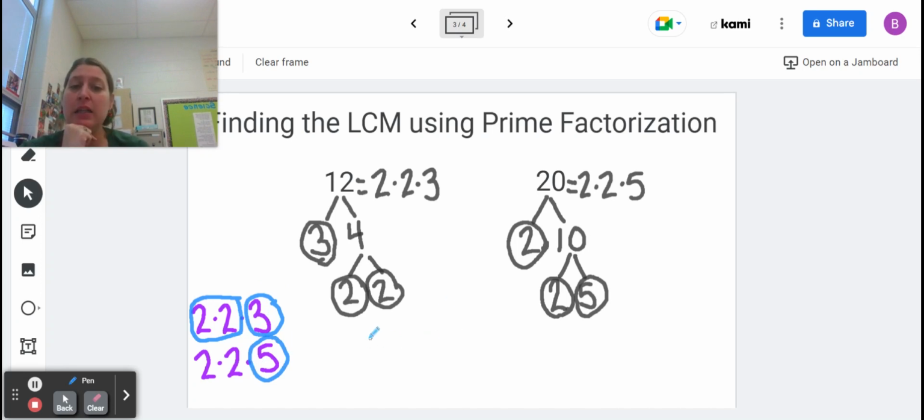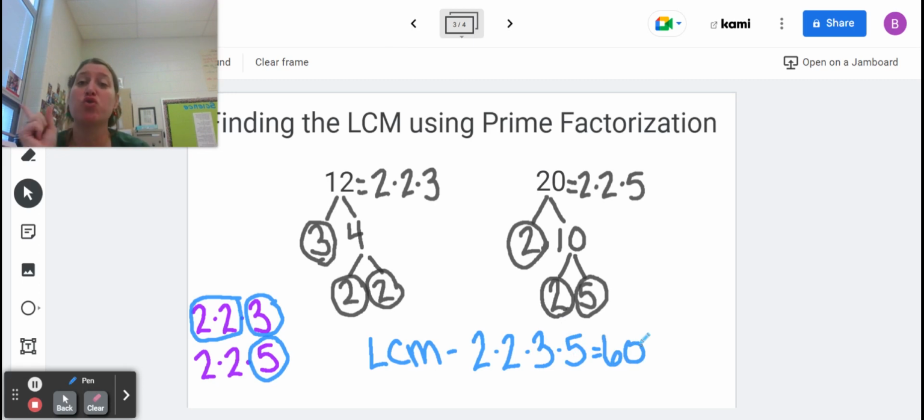So to find the least common multiple, I'm going to pick the most of each individual digit, so 2, 3, and 5 in this case, and I'm going to set it up as a multiplication problem. So 2 times 2 times 3 times 5. So 2 times 2 is 4, 4 times 3 is 12, 12 times 5 is 60. So my least common multiple of 12 and 20 is 60.